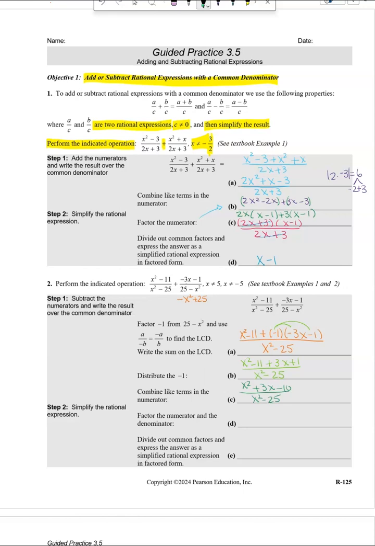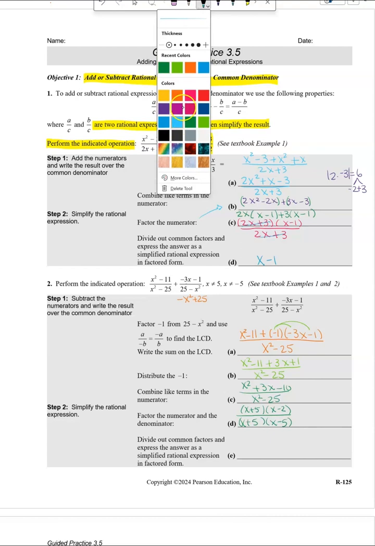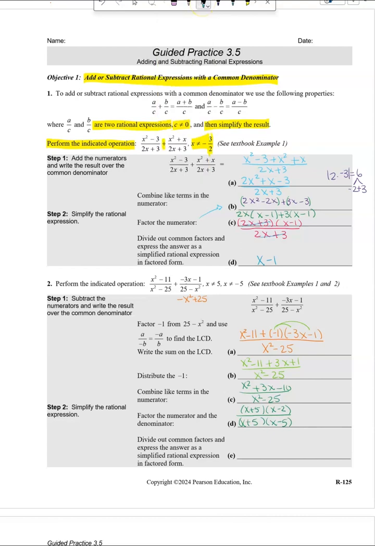Alright, so now we can factor the top. We know there's two x's. Factors of 10 that give us 3, well that's going to be 5 and 2, right? The bigger one's going to be the positive, so that's going to be x plus 5, x minus 2. And we know that difference of squares is going to factor to be x plus 5, x minus 5. Alright, we can make that jump. Y'all are good enough to do that? I know you are. Alright, so now our x plus 5's cancel, leaving us with x minus 2 over x minus 5. Right on. Okay, next one.